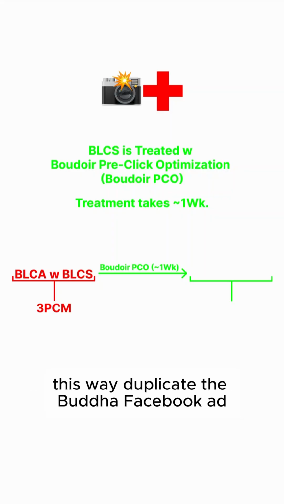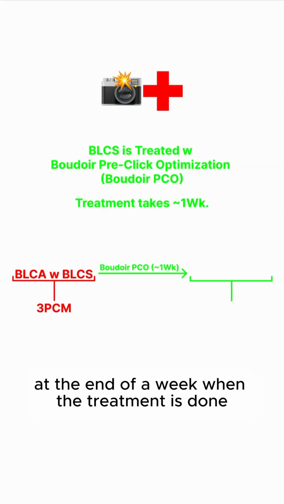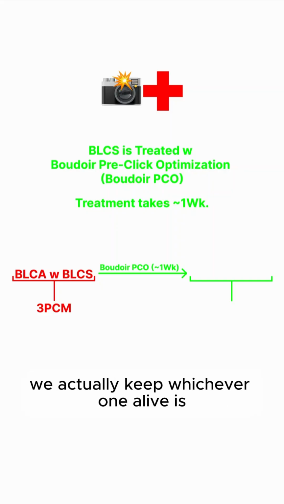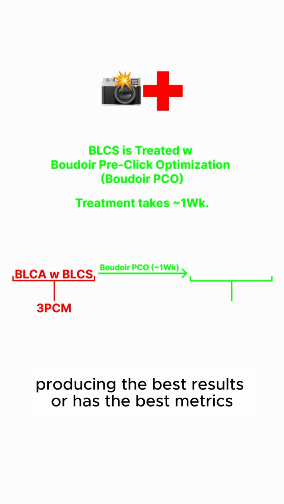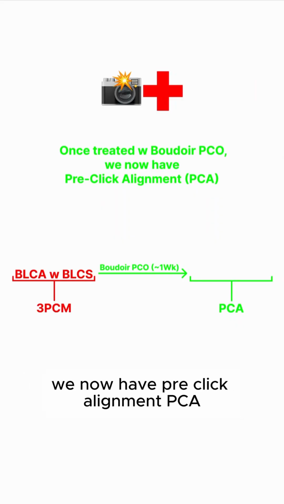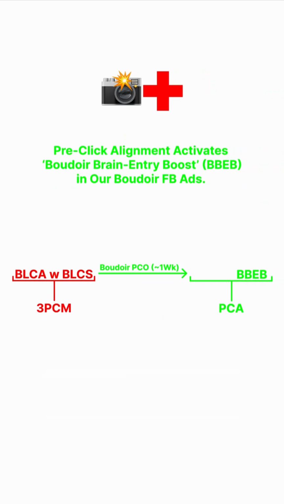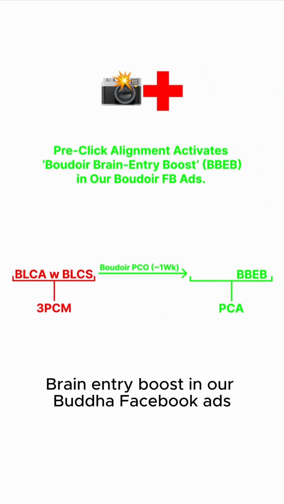This way we duplicate the Boudoir Facebook ad, leave the original ad as it is, treat the duplicated one, and run it in parallel. And at the end of a week, when the treatment is done, we keep whichever one is producing the best results or has the best metrics. Now, once treated with Boudoir Pico, we have pre-click alignment, PCA. So we get rid of the 3 pre-click mistakes. We achieve pre-click alignment, and pre-click alignment activates Boudoir brain entry boost in our Boudoir Facebook ads.